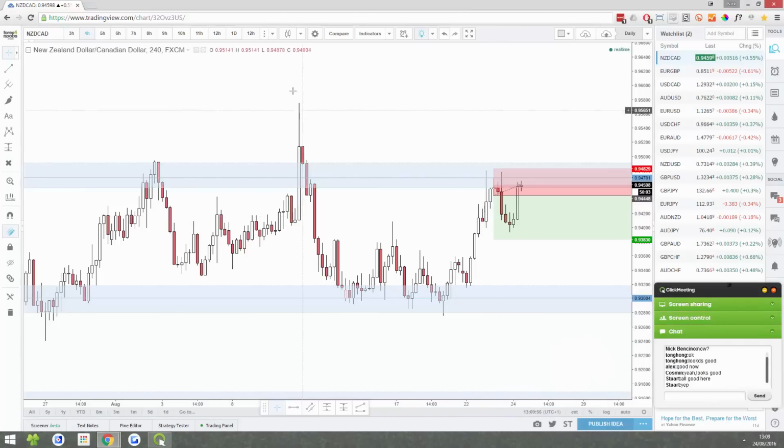You're looking at a New Zealand CAD 4-hour chart. In today's analysis, we're going to be going through most of the pairs on this list to the right here, and we're going to be looking at most of the time frames for these pairs, actually all of the time frames for each of these pairs.